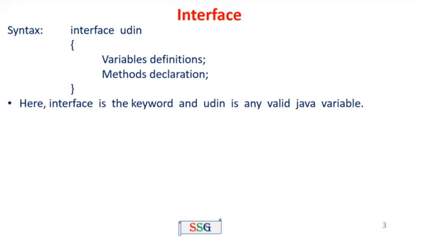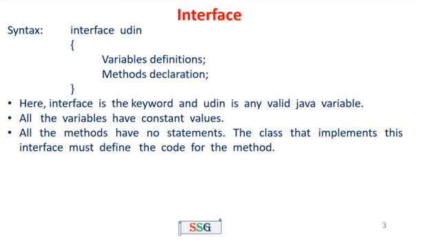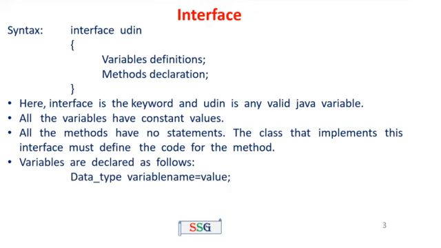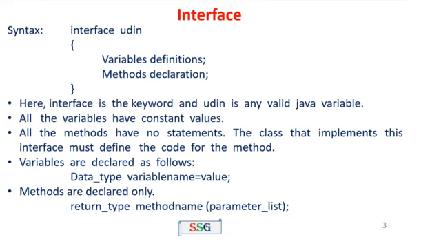Here interface is the keyword and the UDIN is any valid Java identifier, that is, the user defined interface name. All the variables have constant values. All the methods have no statements. The class that implements this interface must define the code for the methods. So variables are declared as follows, for example, data type, variable name equal to any constant value. The methods are declared only. That means return type, method name, parameter list only. The implementation code is not available in the interface.